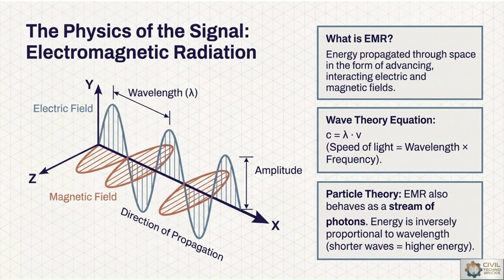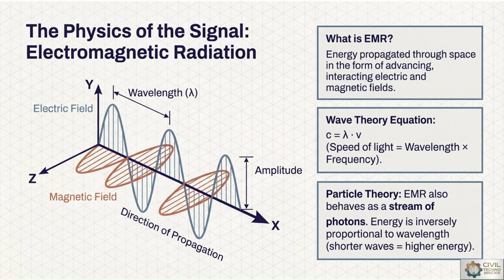C is equal to lambda into V. So C is the speed of light, lambda is the wavelength, and V is the frequency. Why is particle theory there? Because the electromagnetic spectrum includes gamma rays, X rays, ultraviolet rays, visible light, infrared and microwave radiation. So there are n number of rays.